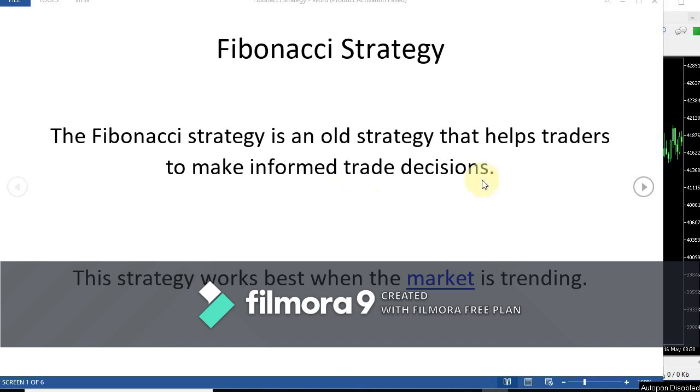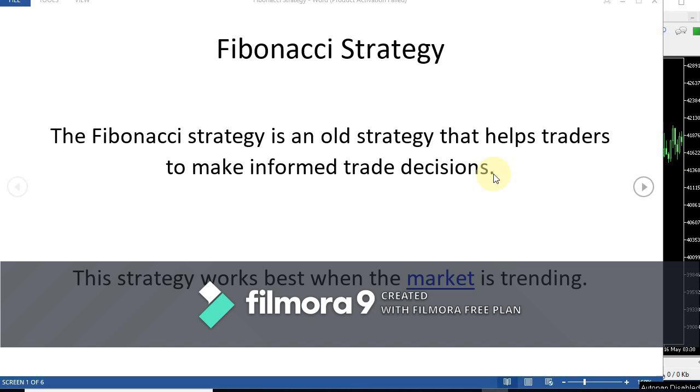Today we'll be talking about the Fibonacci strategy. The Fibonacci strategy is a whole strategy that helps traders to make informed trade decisions. This strategy works best when the market is trending.